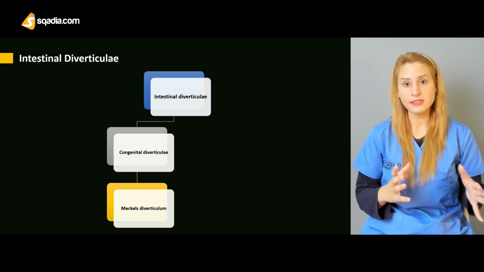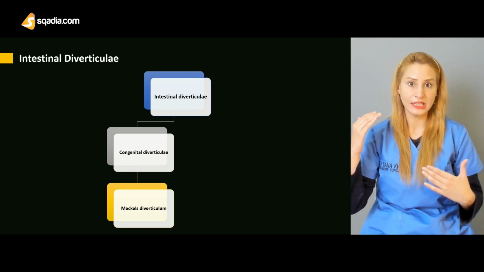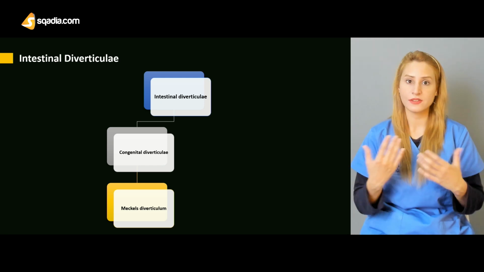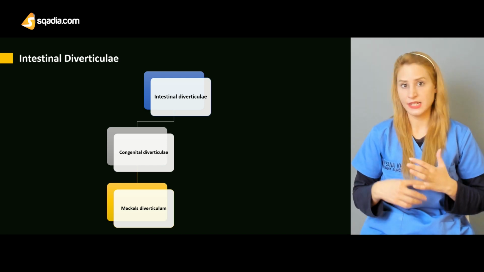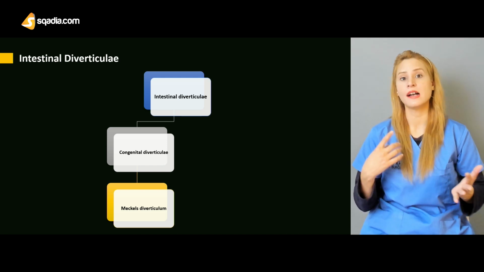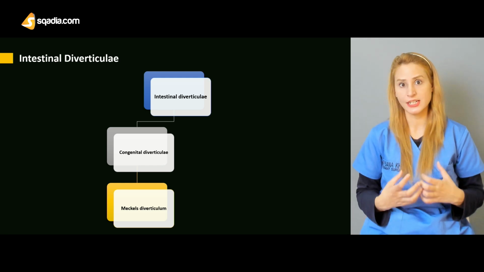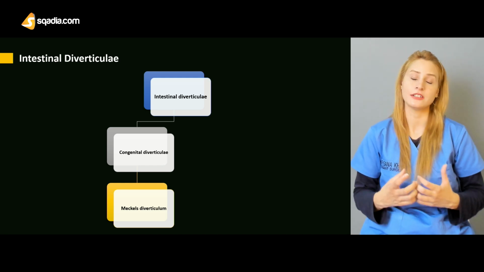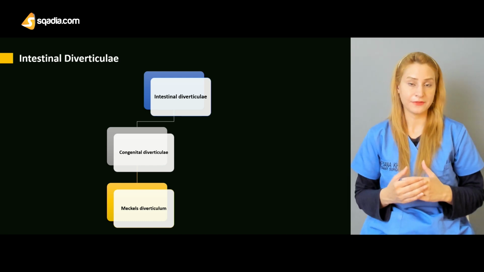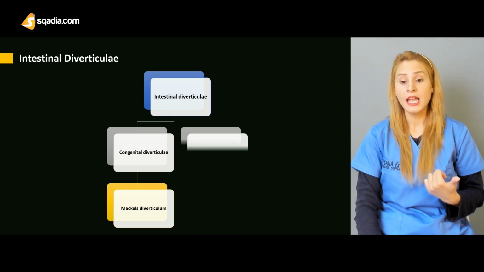The congenital diverticulum is the one which has all three layers of the wall. We know that if we talk about the wall, we have the mucosa, the submucosa, the muscularis, and then we have the serosa. So a true diverticulum is a diverticulum which constitutes all the layers. For example, Meckel's diverticulum is a congenital diverticulum.